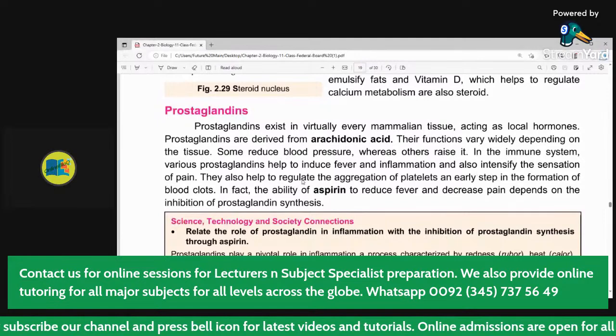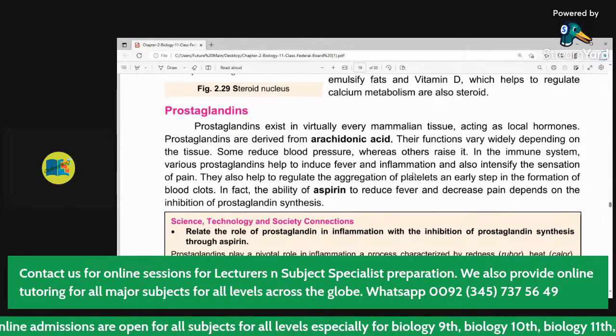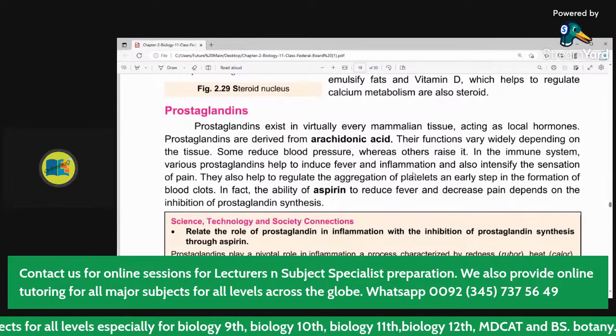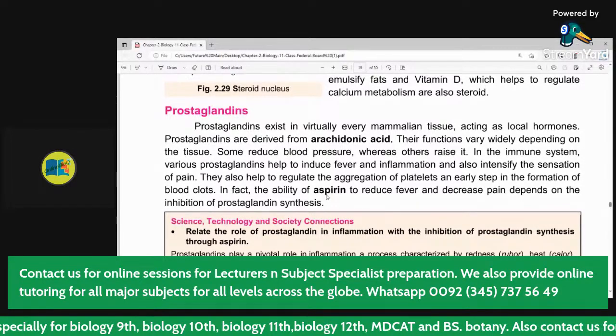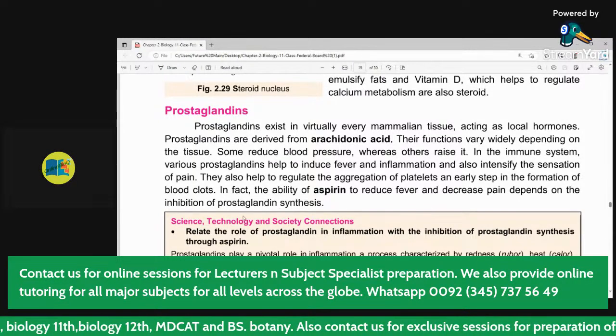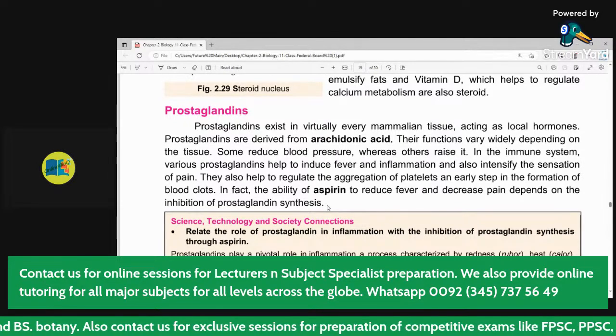They also help to regulate the aggregation of platelets, an early step in the formation of blood clots. In fact, the ability of aspirin to reduce fever and decrease pain depends on the inhibition of prostaglandin synthesis.